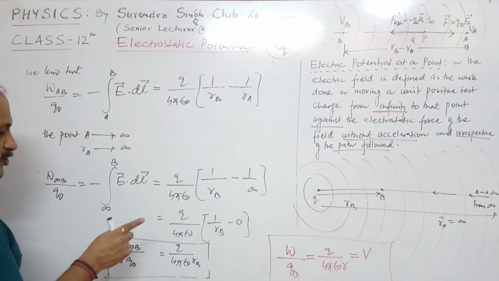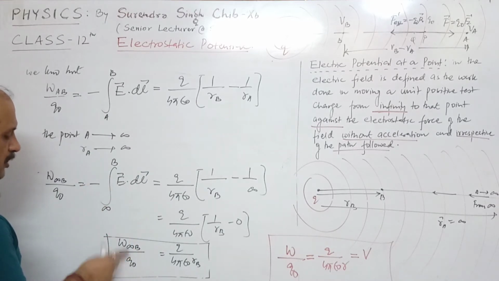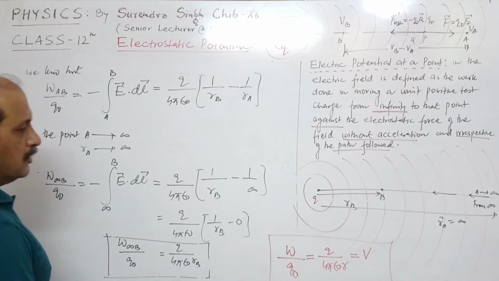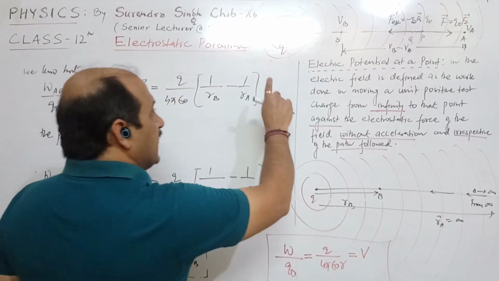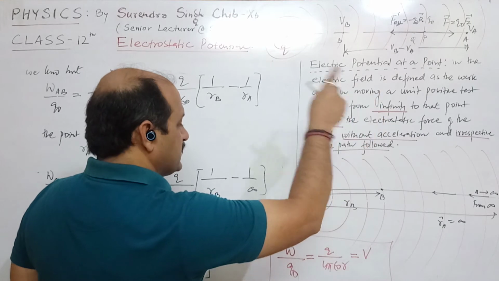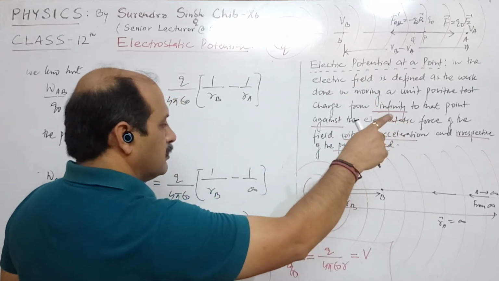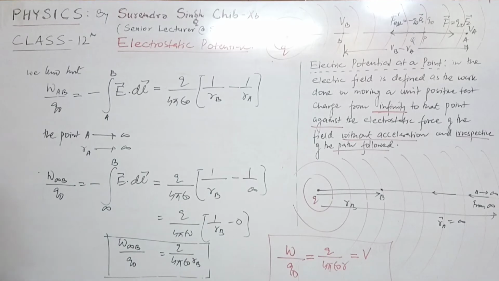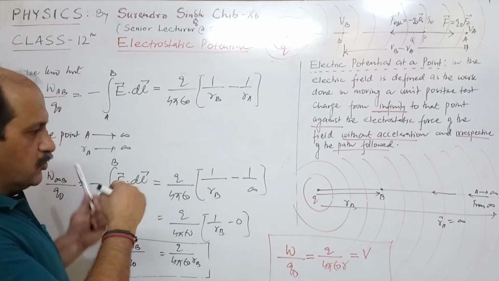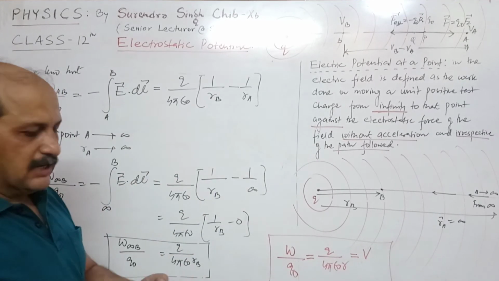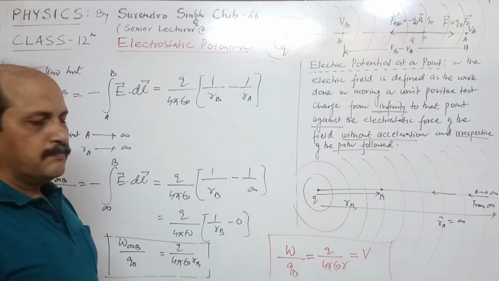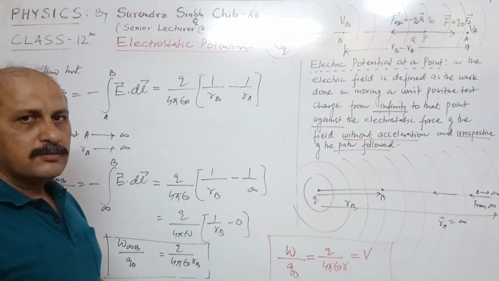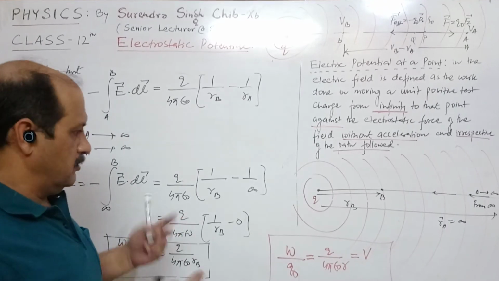What is the definition of potential? Work done per unit charge is called the potential. So what do we got? Electric potential at a point. What is electric potential at a point? It is the amount of work done in moving a test charge from infinity to that particular point against the electrostatic force without acceleration and along any path.